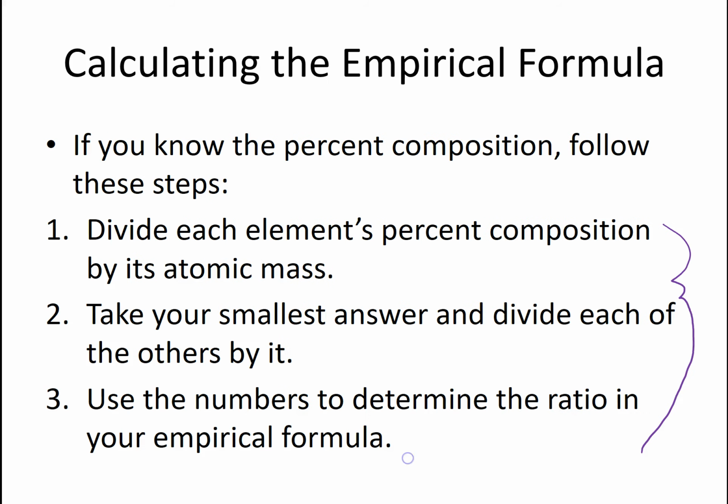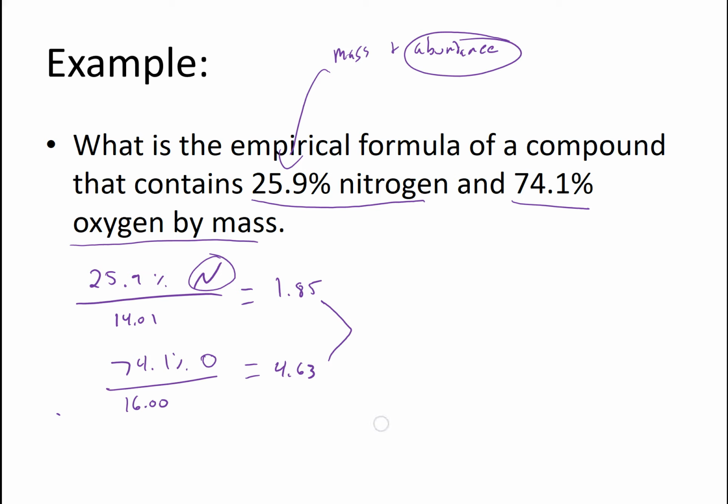So step two is we're going to take our smallest answer and divide each of the others by it. So I'm going to divide 1.85 and 4.63 by 1.85. Okay, and what I get is a ratio of 1 to 2.5. Now, here's one thing to understand. We need to have whole numbers. Okay, what we've done is we've turned the 1.85 into a whole number. We've turned this into 2.5.